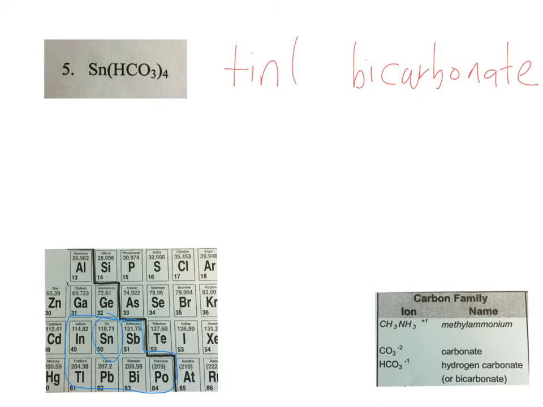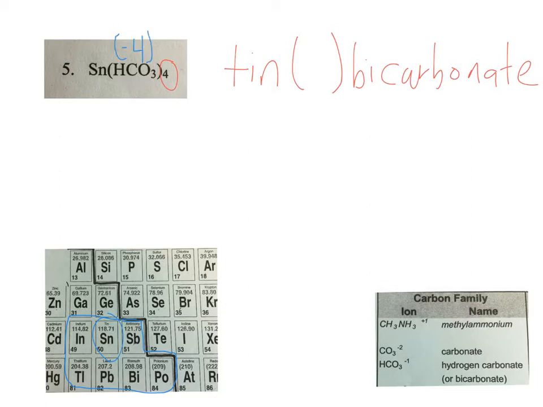So I'm going to put some parentheses here, and then let's see if we can figure out what the charge is on tin. So going back to our polyatomic chart, it says here that the bicarbonate or hydrogen carbonate ion is going to have a -1 charge. So if I know that this thing is -1 and that I have 4 of them, that means the total is going to be -4.